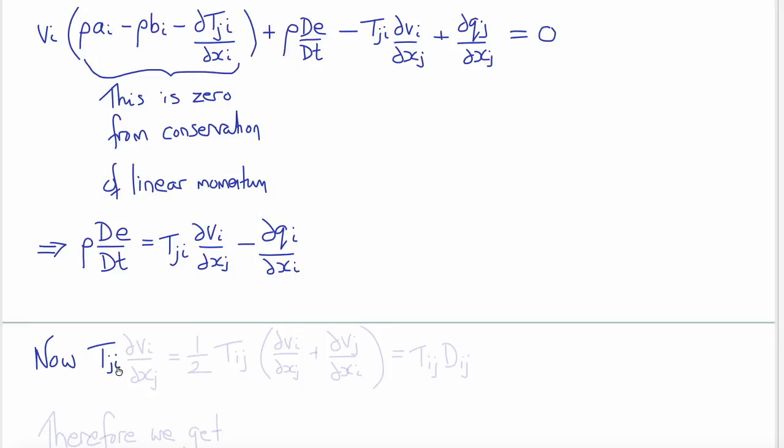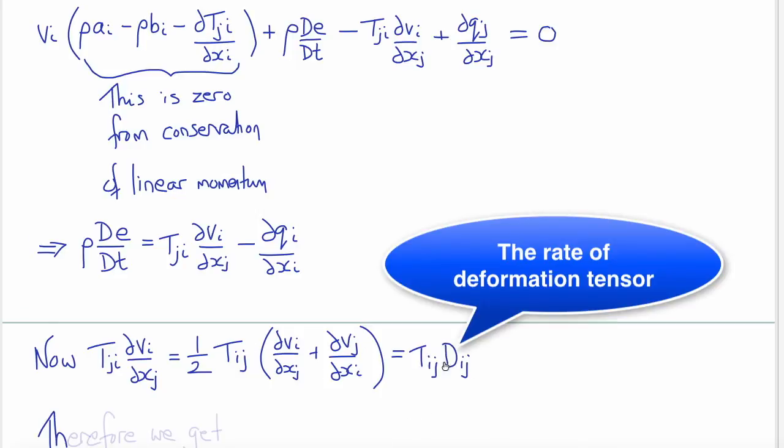Now Tji del Vi/del xj, this term here, could also be written as 1/2 Tij times del Vi/del xj plus del Vj/del xi. And that's because we know that the stress tensor is symmetric. And 1/2 del Vi/del xj plus del Vj/del xi is Dij, the rate of deformation tensor.